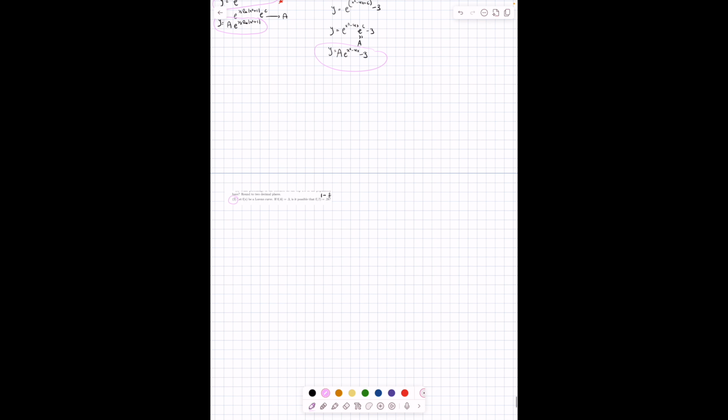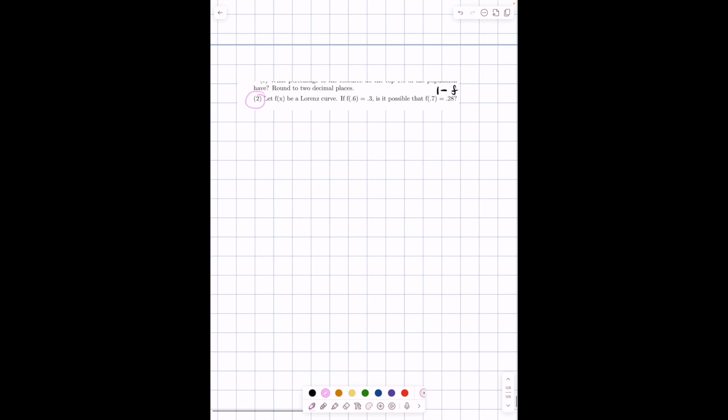Now let's do the next problem. Let f of x be a Lorenz curve. If f of 0.6 is equal to 0.3, is it possible that f of 0.7 is equal to 0.28? Okay, so in order to answer this problem, we have to really understand what the Lorenz curve is.